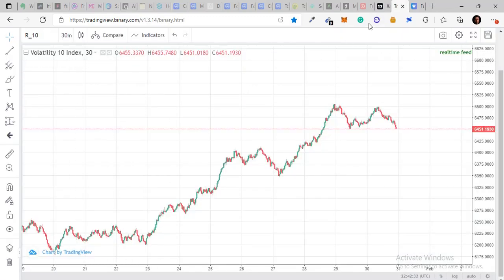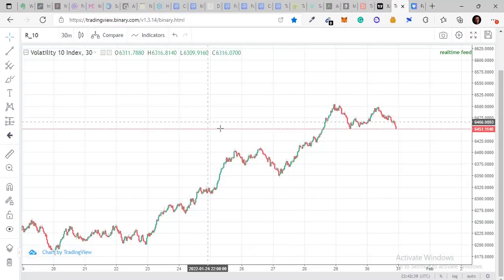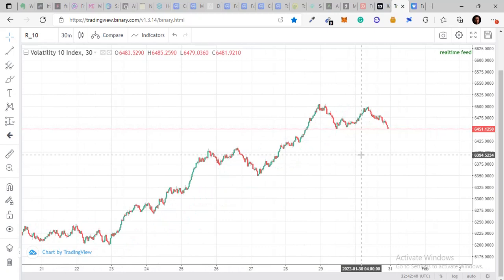This is a different TradingView. This one is for the real markets, and this one is for the synthetic markets. Okay, so I just wanted to let you know that right off the bat.